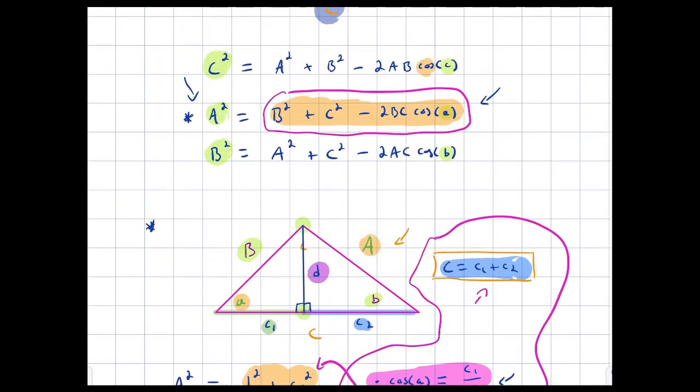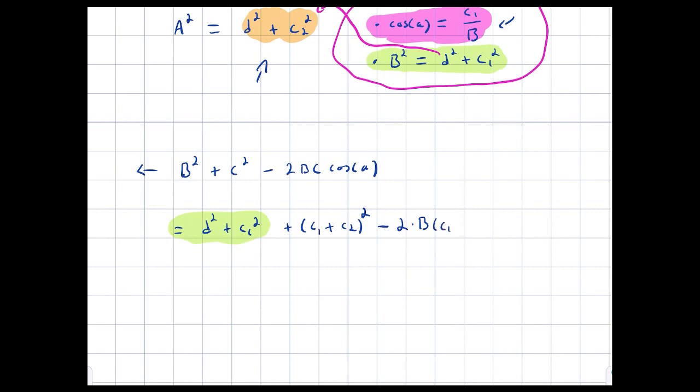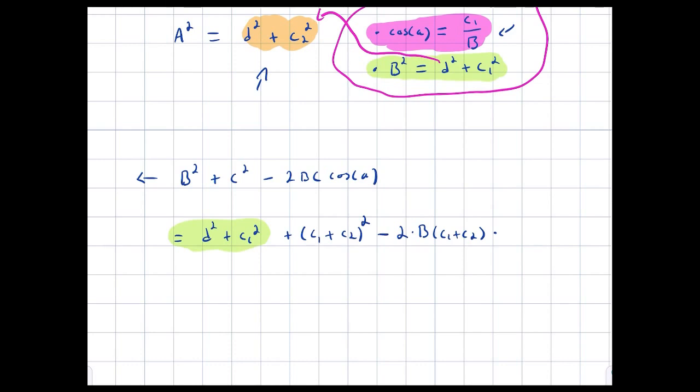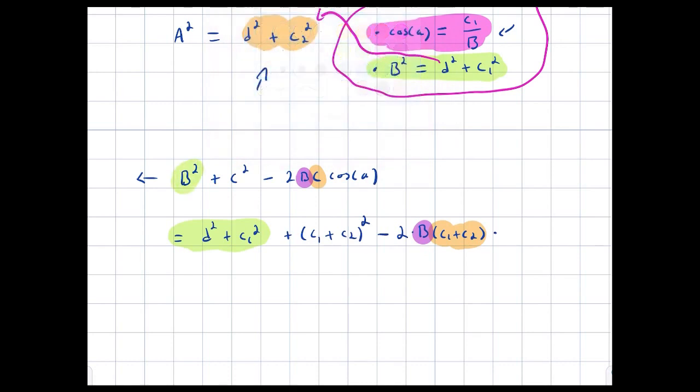Putting in the b and then the c, I think it's a good idea to write the c as c1 plus c2. Let me keep the color coding consistent here. This is c1 plus c2. That's c. This is b in purple. 2 is of course equal to 2. This is b squared, and then what's the color that I haven't used? Blue. This is c squared, which is c1 plus c2 squared.